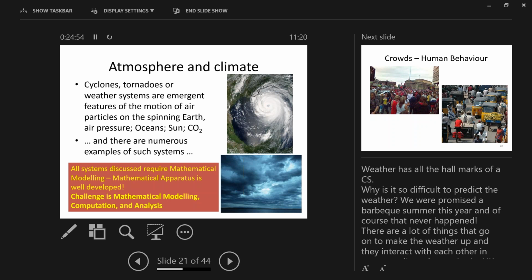All of these systems that I have just mentioned require mathematical modeling, and the mathematical apparatus is well developed. In fact, with the advent of powerful computational techniques, the mathematical apparatus has developed further. Mathematics has always developed very well. There are large numbers of excellent mathematical developments and techniques taking place all the time, and computational methods only enrich mathematical methods.